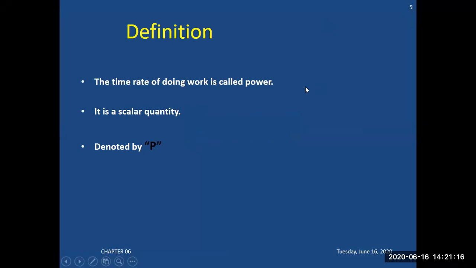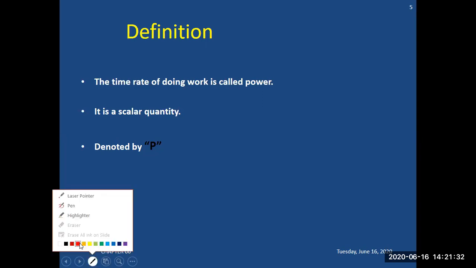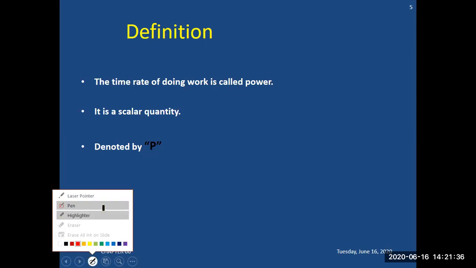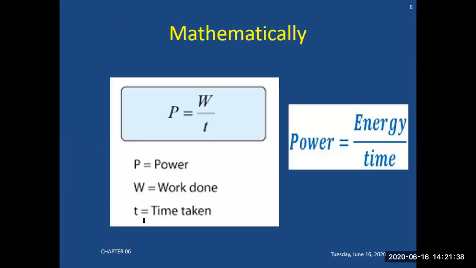So what are the main points for power? First, work done per unit time or rate of doing work is called power. It's a scalar quantity. It's denoted by P. So let's start with the next step, which is the formula.